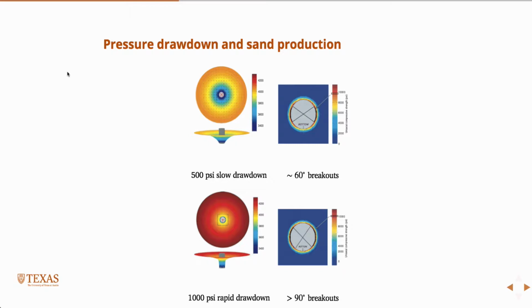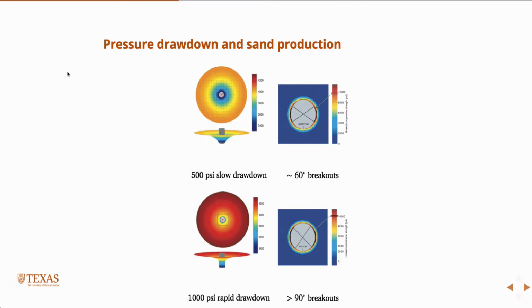So they investigated a 500 psi. They were different by an order of magnitude. I don't remember exactly, a couple of orders of magnitude. I don't remember the exact numbers, but the idea here was that if you look at 500 psi drawdown over a long period of time versus a 1,000 psi drawdown over a short period of time, how that affects the breakouts.